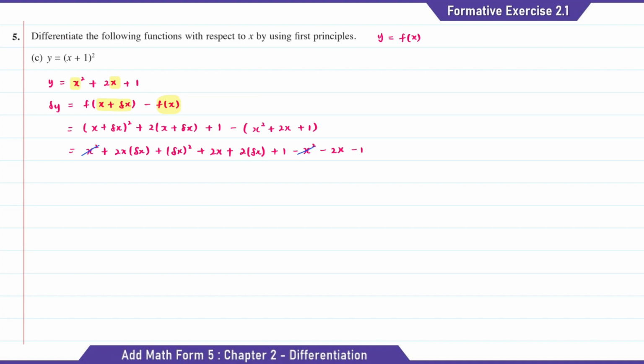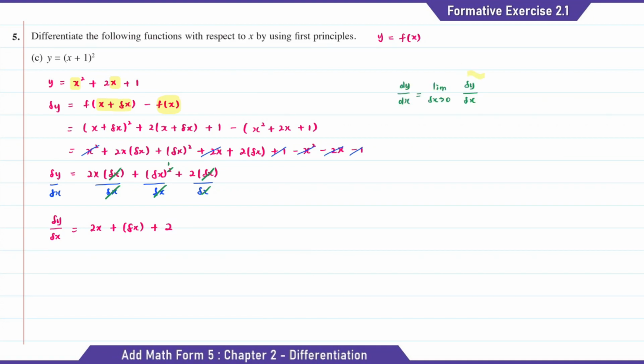So here x squared minus x squared will be cancelled, 2x minus 2x will be cancelled, and 1 minus 1 will be cancelled. So this will be the delta y. Next, I'm going to divide both sides by delta x. So the delta x here will be cancelled. This is equal to 2x plus delta x plus 2. To find dy/dx, substitute the delta y over delta x with this. So next, substitute the delta x here with 0. Then the answer for dy/dx is 2x plus 2.